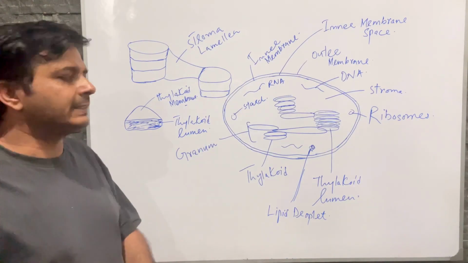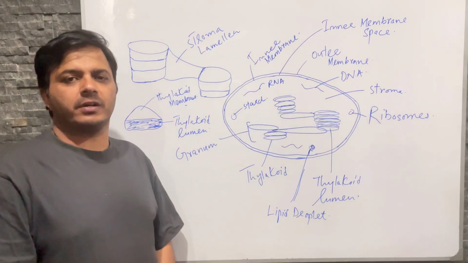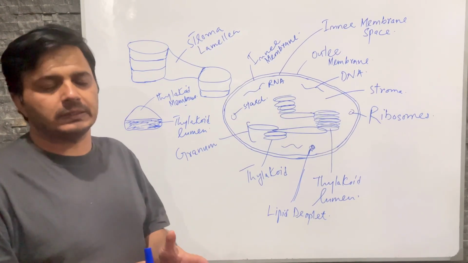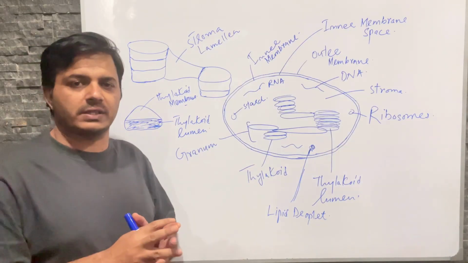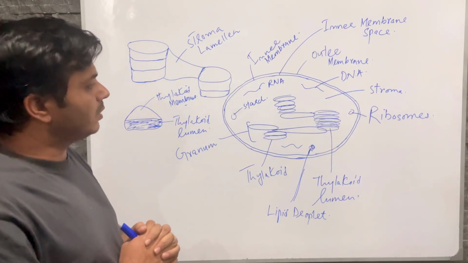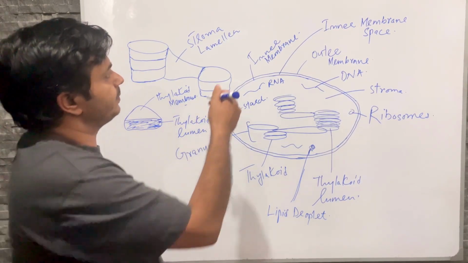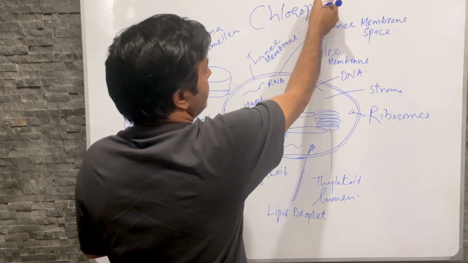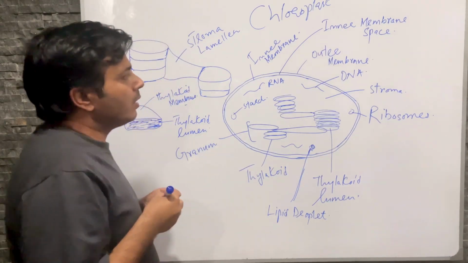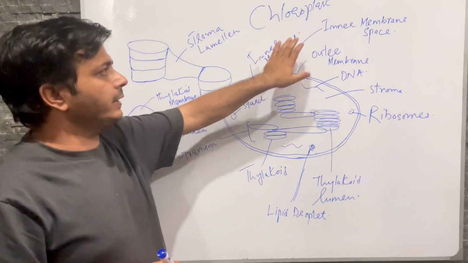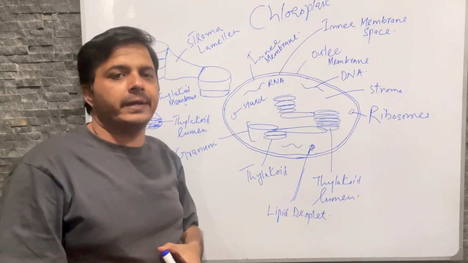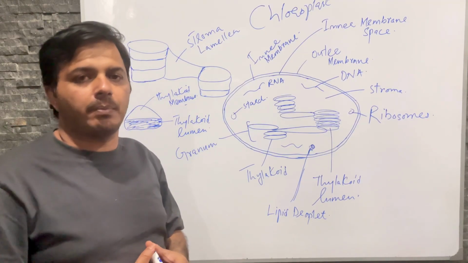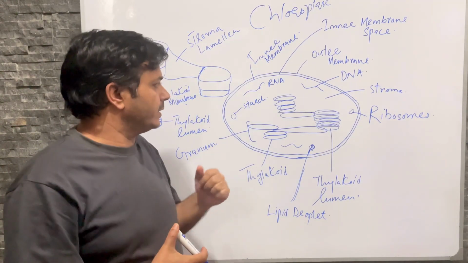Okay, now let's discuss briefly the structure of the main organelle where the whole process of photosynthesis takes place. This is called the chloroplast. It consists of an inner membrane and an outer membrane, and as usual membranes are made up of lipids and proteins.